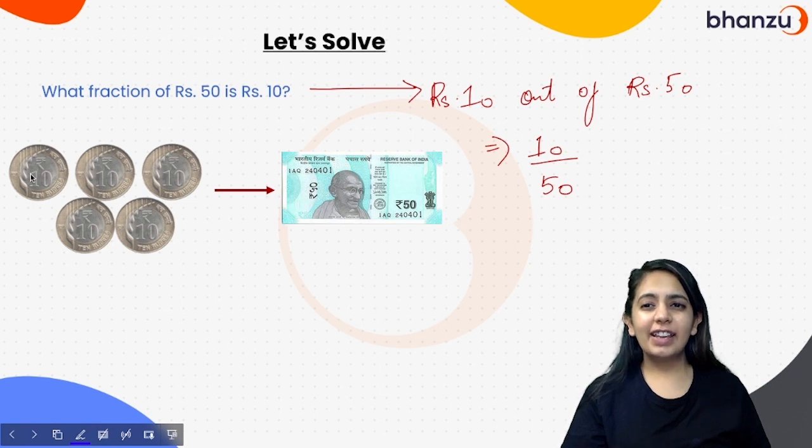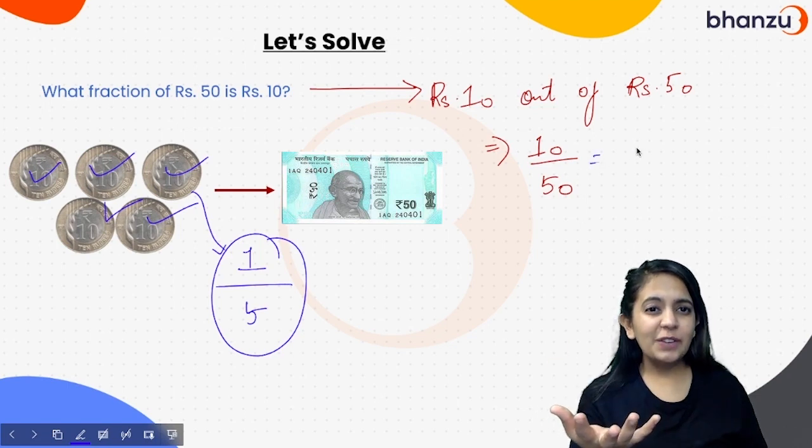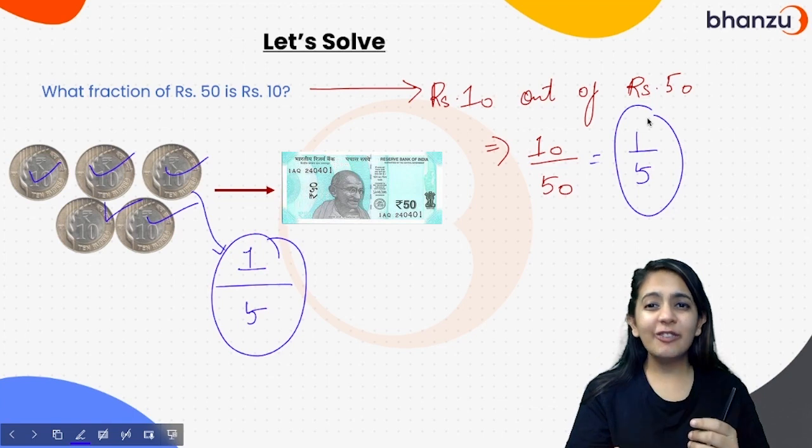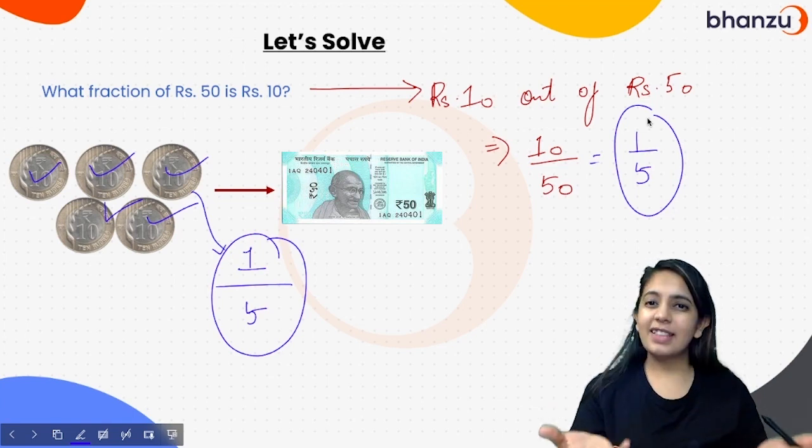Okay, so here I have taken 5 coins of 10 rupee each. Total money is 50 only. Okay, so if I take just 1 coin of 10, that will give me 1 out of 5. So from here also we'll get the answer 1 out of 5. And if we are finding the simplest fraction, then also we will get the answer as 1/5 only. So both ways the answer is the same.